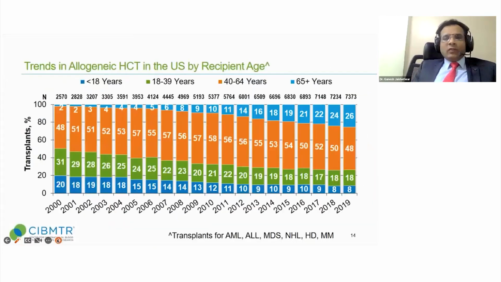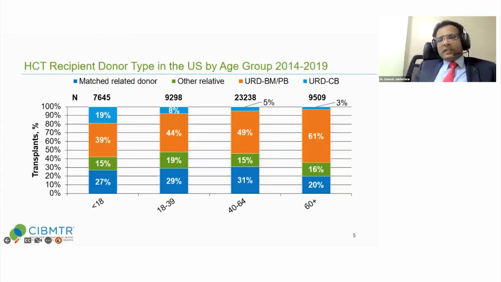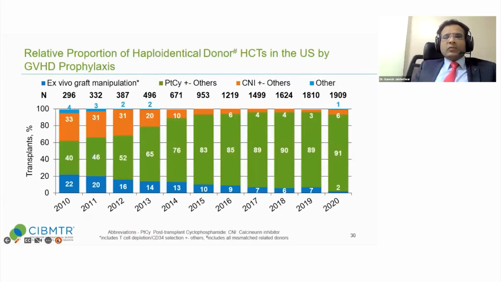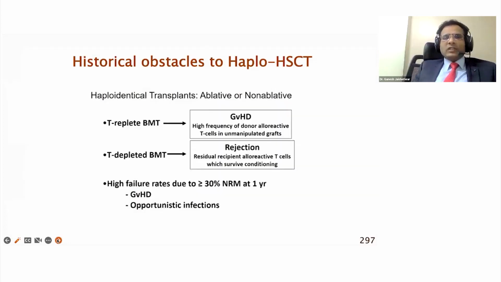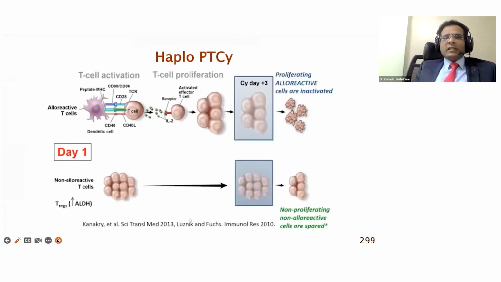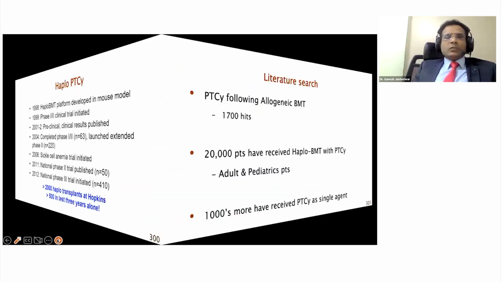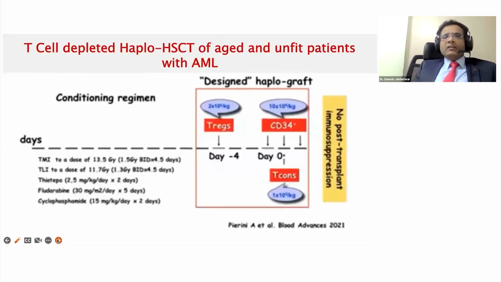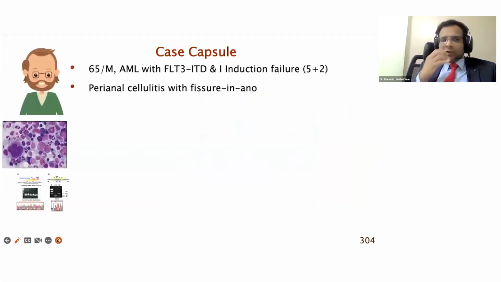So regarding the number of transplants, you can see T-deplete, T-replete, PTCY-based haploidentical transplants are on the rise. So we need to acquaint ourselves with these changing scenarios and how to care for these patients. So the logic of haploidentical stem cell transplant with PTCY, and so the numbers are shooting up across the globe. And one of the advantages of this PTCY-based reduced intensity, reduced toxicity conditioning is that it is applicable to older patients.